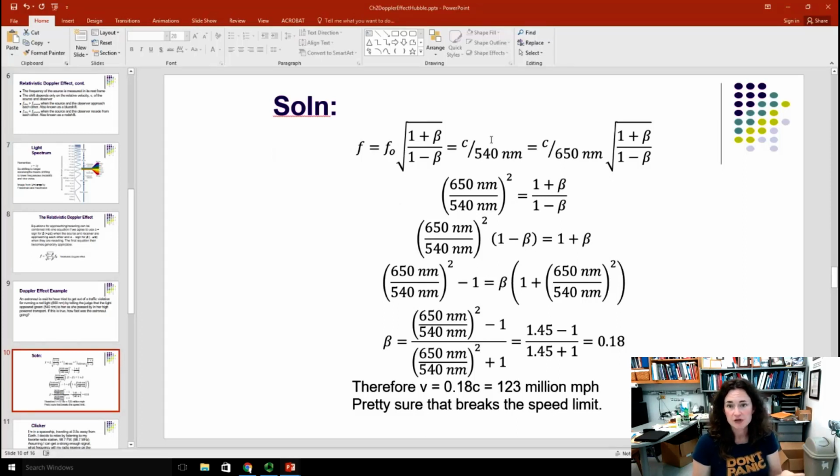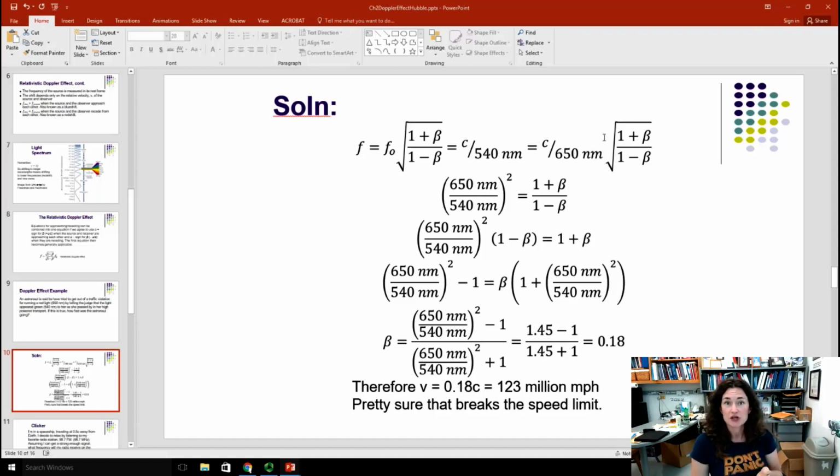Now remember, c is equal to lambda f, so I'm plugging in for the source frequency by taking that ratio. The observed is green, so that's c over 540 nanometers, equal to the frequency at the source, which would be c over 650 nanometers, times that square root of (1 plus beta) over (1 minus beta). Now, to a physicist, this is basically a solved thing. You just have to go through algebra to figure out what beta is, which will give you your speed. Following through on some of that algebra, I'm just going to move my wavelength over to the other side of the equation.